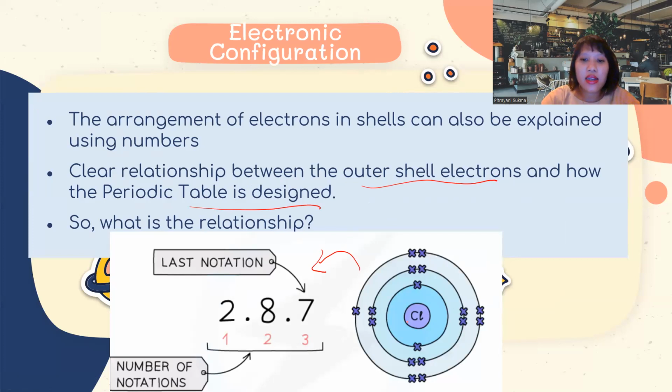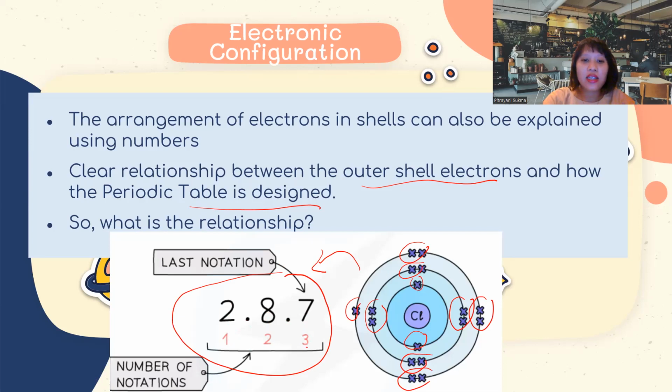So we can see this is the atom fluorine. As you can see, it has 2 electrons in the first shell, then 8 electrons in the second shell, and then 7 electrons in the third shell. If we translate this into the electronic configuration diagram, we can have this kind of notation. As we can see, there are 3 notations: first, second, and then third.